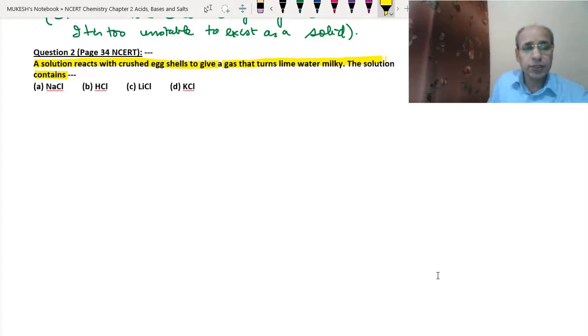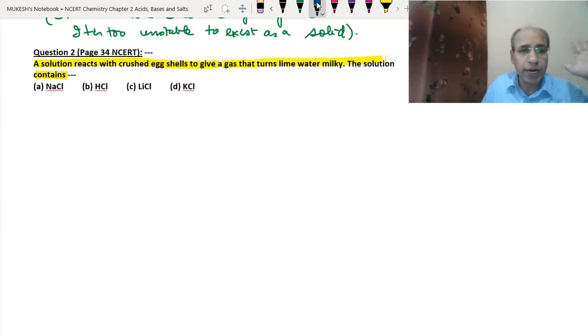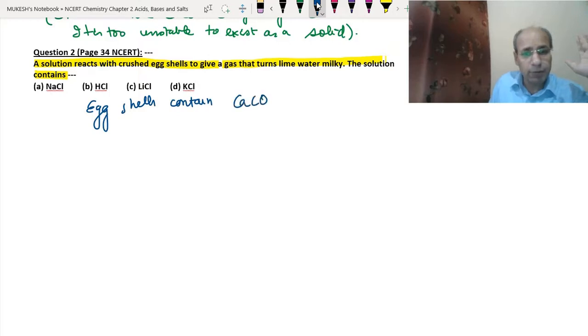Crushed eggshells. First we should know what is present in the crushed eggshells. The eggshells are made up of calcium carbonate. So the eggshells contain calcium carbonate. Okay, clear? And then the gas turns lime water milky.